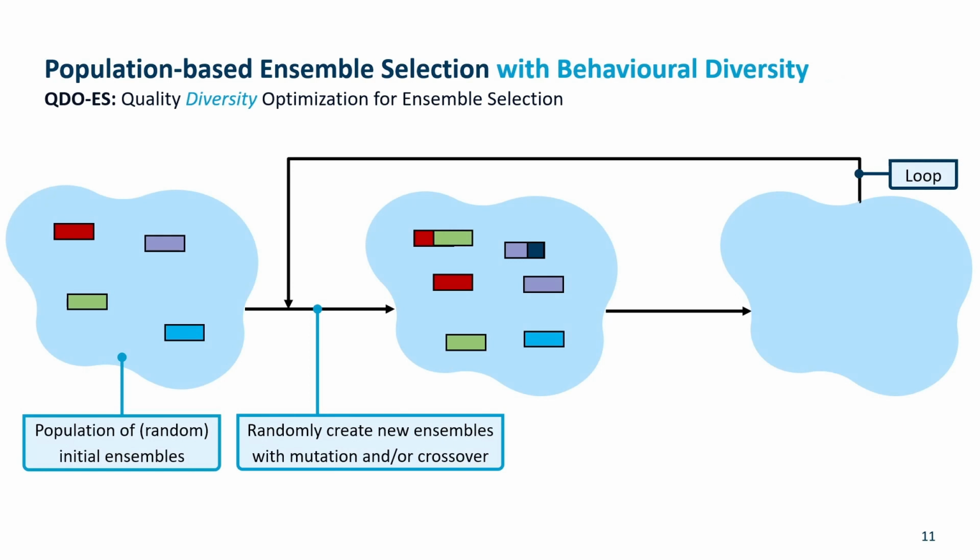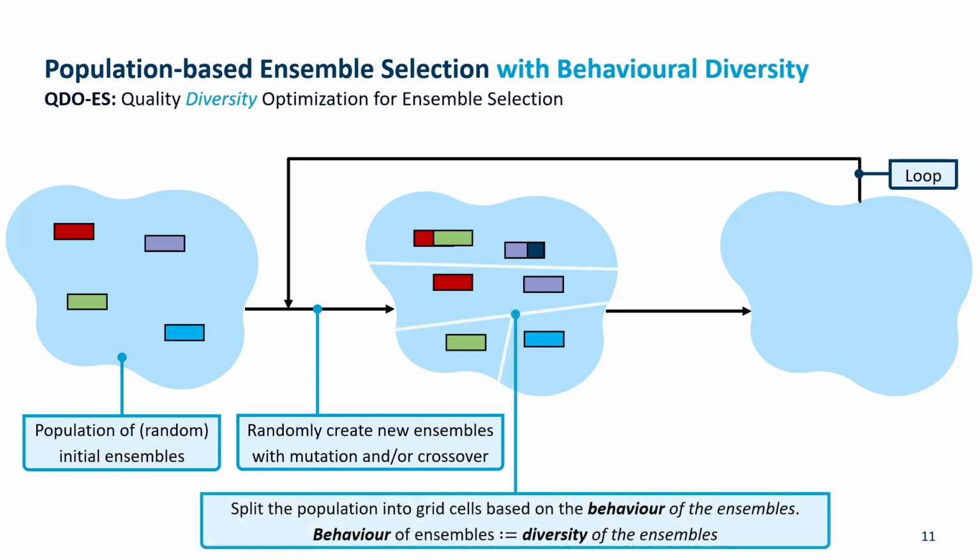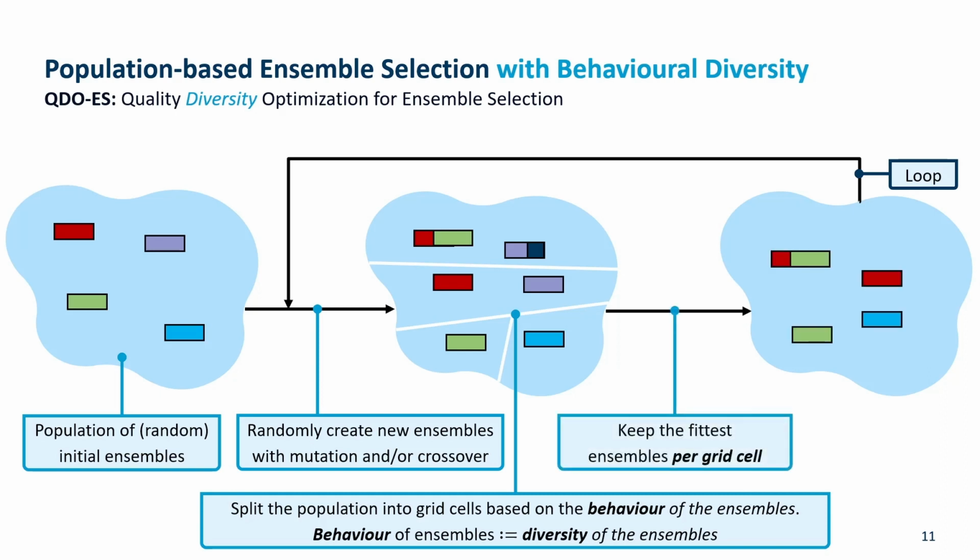The intuition is that we perform the same evolutionary search as for QO-ES, but we change the way we maintain the population. Following the ideas from the domain of quality diversity optimization, we first split the population into grid cells based on the behavior of the ensembles. In our case, the behavior of ensembles is equal to the diversity of ensembles. Here, diversity is understood as a measure of the degree to which models in an ensemble make different errors. Then, instead of taking the fittest ensemble, we take the fittest ensemble per grid cell, fostering diversity of ensembles while optimizing for quality with the intention to boost performance.